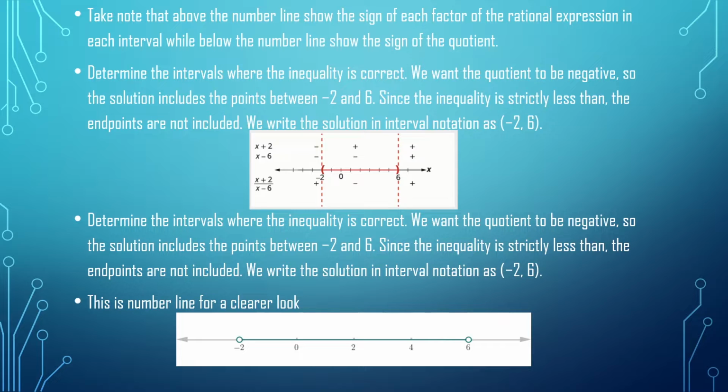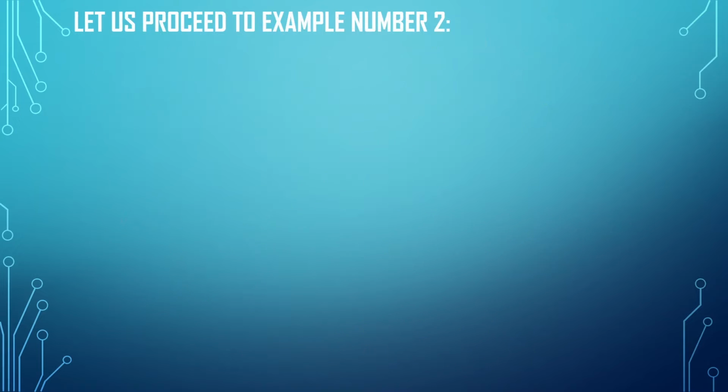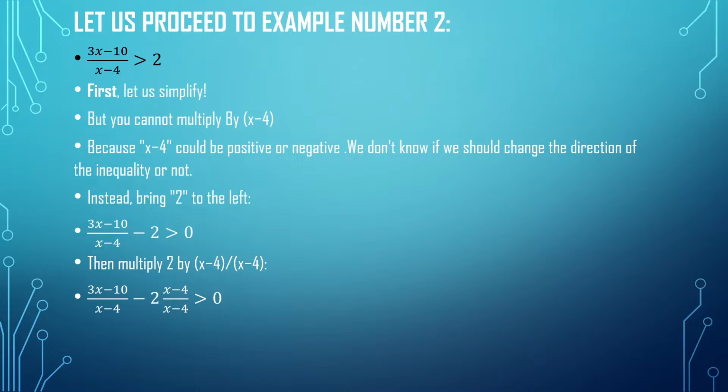Let us proceed with example number 2: 3x minus 10 over x minus 4 is greater than 2. Let us first simplify. But we cannot multiply by x minus 4 because x minus 4 could be positive or negative. We don't know if we should change the direction of the inequality or not. Instead, bring 2 to the left, then multiply 2 by x minus 4 over x minus 4.